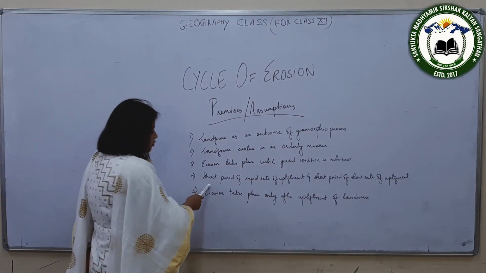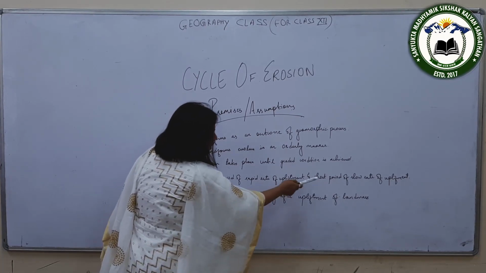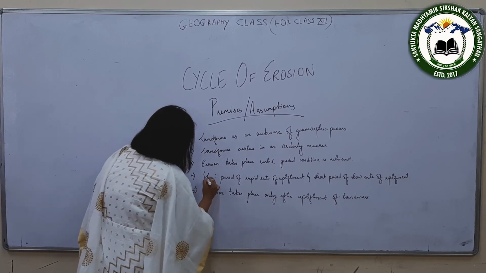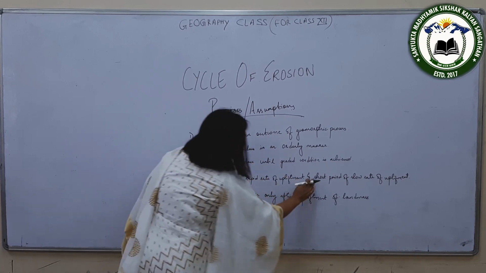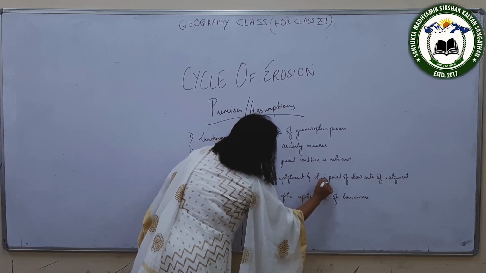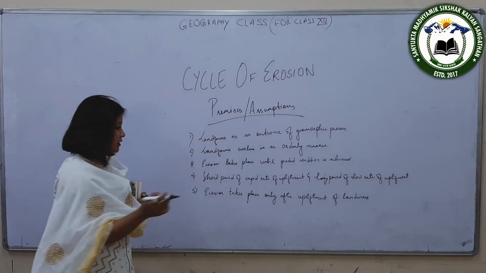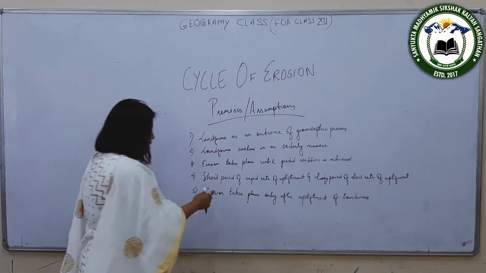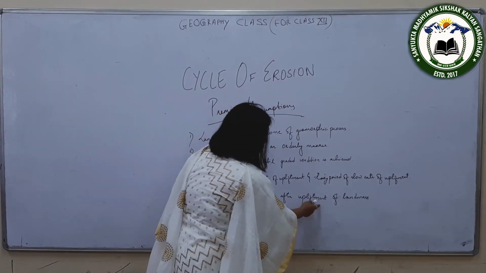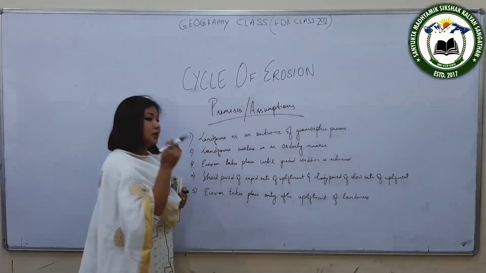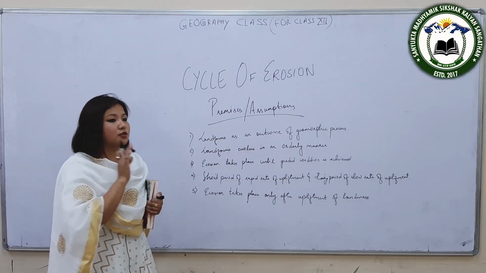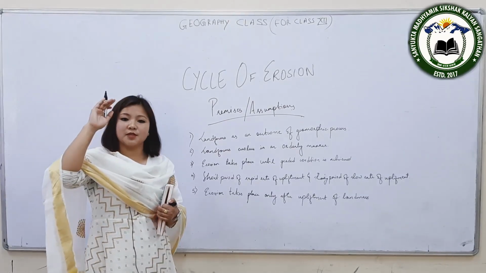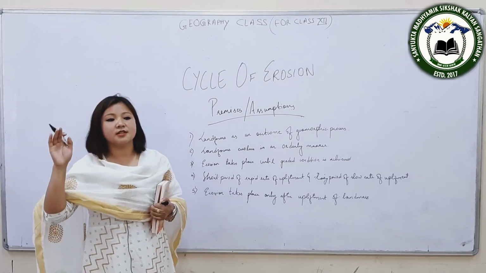Next, there is a short period of rapid rate of upliftment and a long period of slow rate of upliftment. This I will come to later on. And at last, what he presumed was that erosion takes place only after upliftment of landmass, which means that erosion and upliftment of landmass do not take place simultaneously. First, there is rapid rate of upliftment of landmass, then only erosion starts.